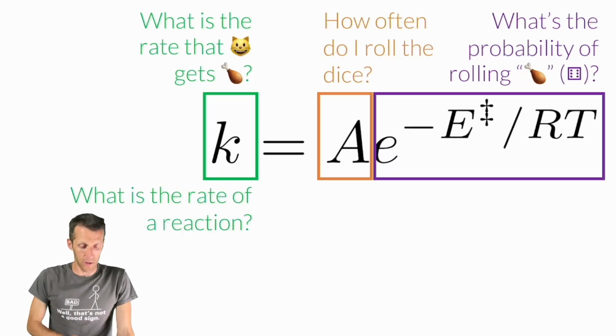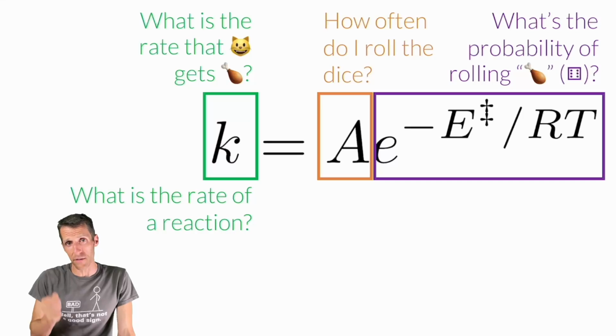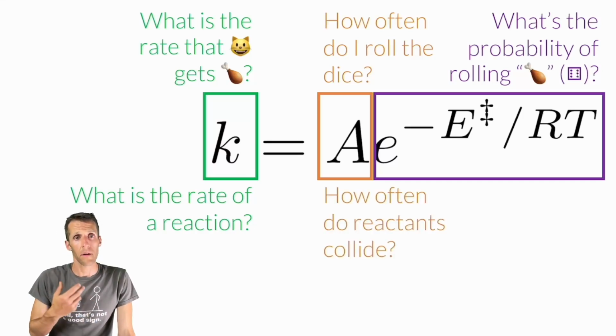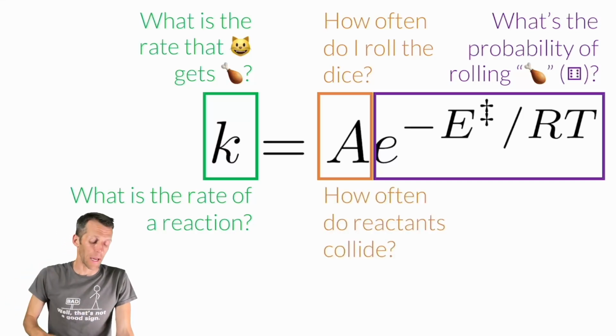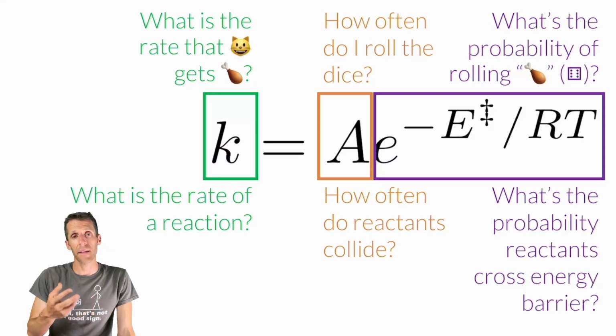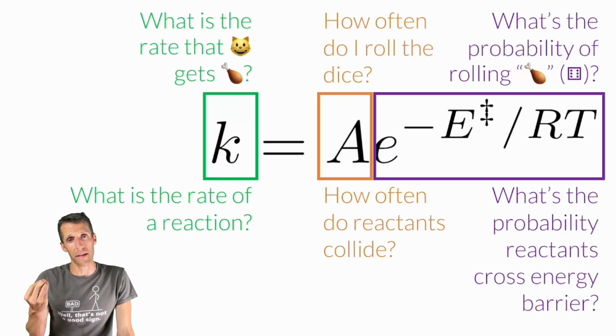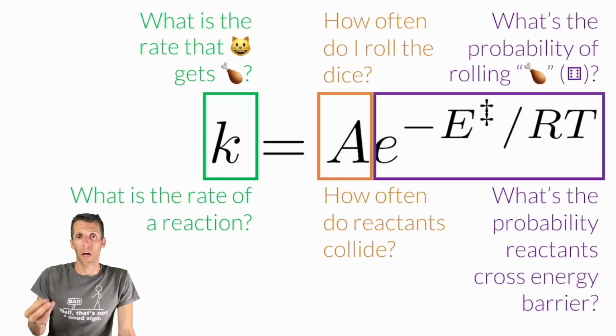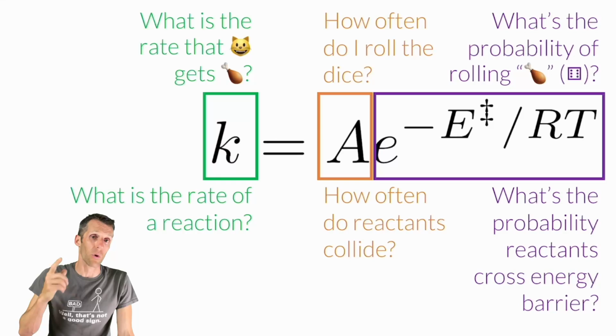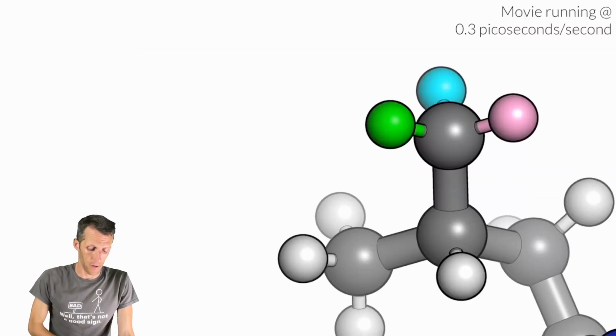In chemical terms, this translates to, well, what is the rate of a reaction? K. How often do reactants collide? And then if the reactants collide, what is the probability that they actually cross the energy barrier? And it turns out that those chemical features are directly equivalent to the cat features.